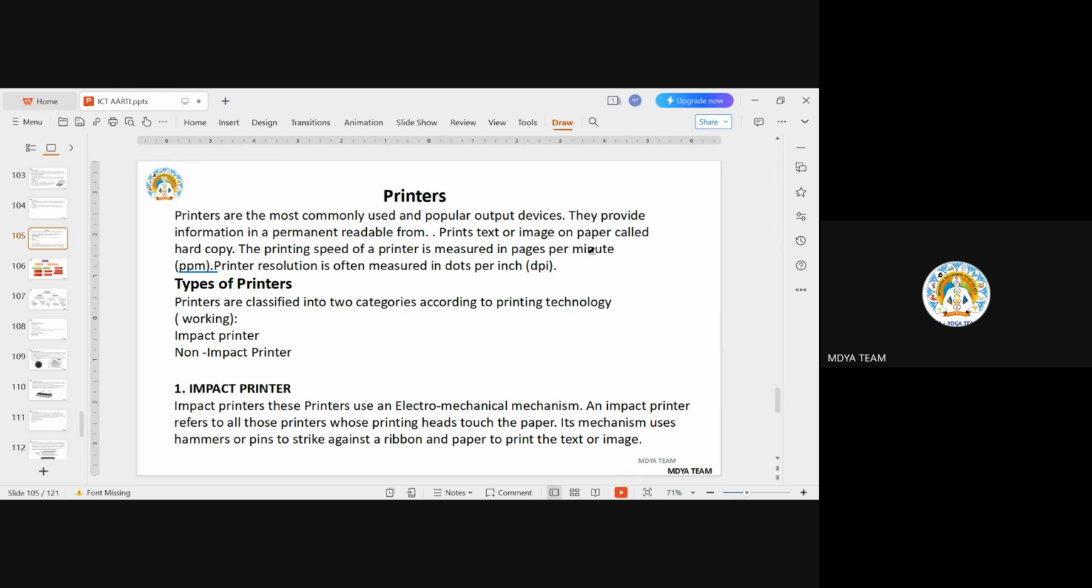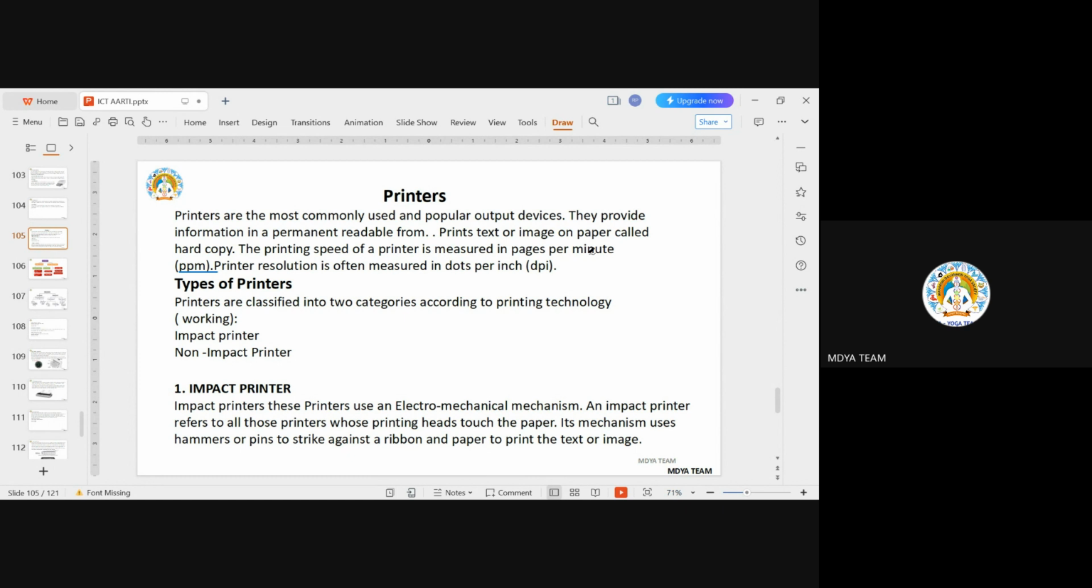Types of printers are classified into two categories according to printing technology. There are two technologies used in printers. The first one is the impact printer, and the second one is the non-impact printer. Many times questions are asked on printers, so we will discuss the important things. We will not go deeply into how all the printers work, because there are so many printers. We will just find out the key points regarding these printers. So please note down the key points of each and every printer.